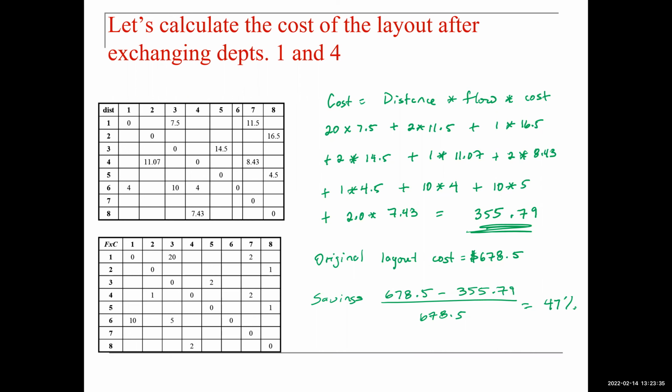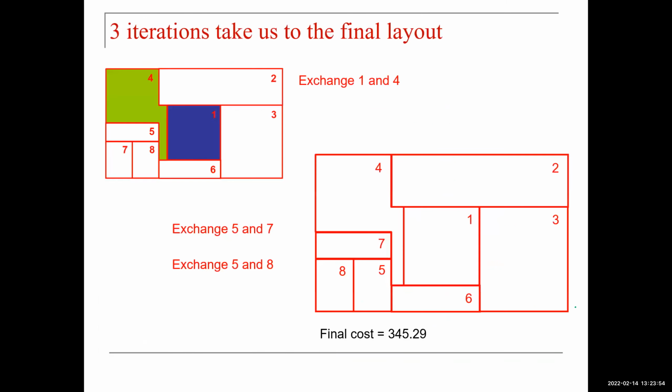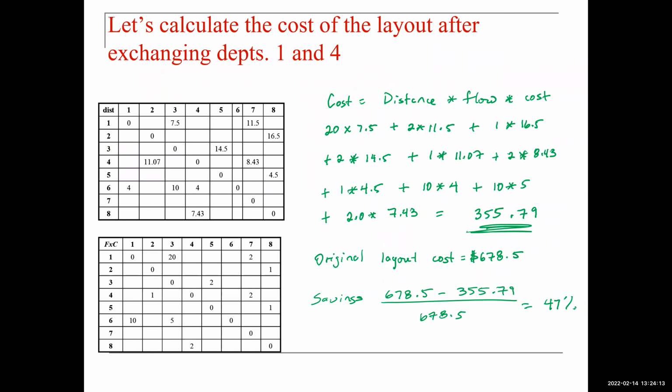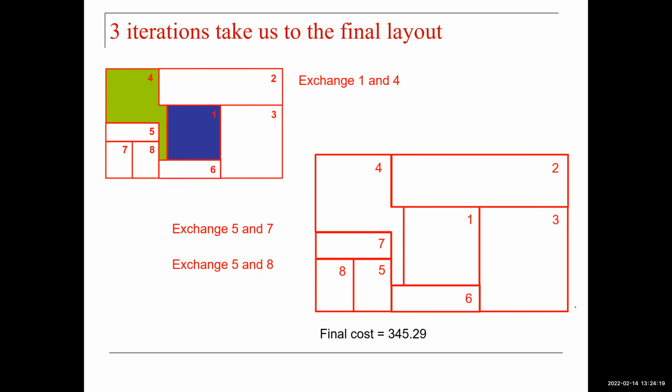Question now is whether or not this is the best. Okay, so after completing this step, we have completed one iteration. We have to repeat the process and see, okay, this is my new layout. Let me see if I can swap now based on this new configuration and see if I can obtain a better cost. So 3 iterations of the algorithm will take us to the final answer. You'll see that after doing exchange 5 and 7, and then exchange 5 and 8, the final cost goes to 345.29, which is not a huge difference when compared to the first one, but still gives you some additional savings.